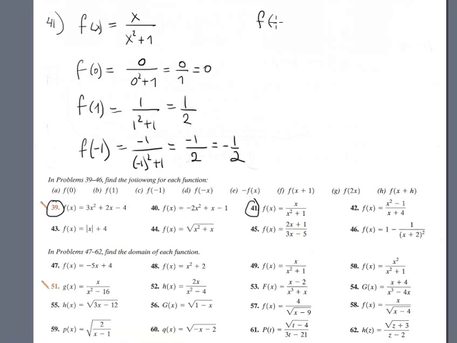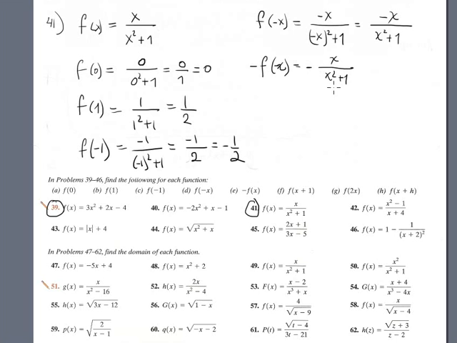f evaluated at negative x is negative x over negative x squared plus 1. Negative x stays, and negative x squared is positive x squared, plus 1. Now negative f of x, positive x. It's negative outside, this is negative, and you copy identical the original function. And by the way, this and this are the same thing, because when you have a fraction, you put negative in the top, it's the same as putting the negative in the middle or in the bottom.